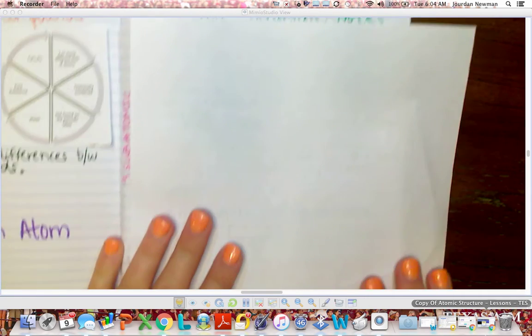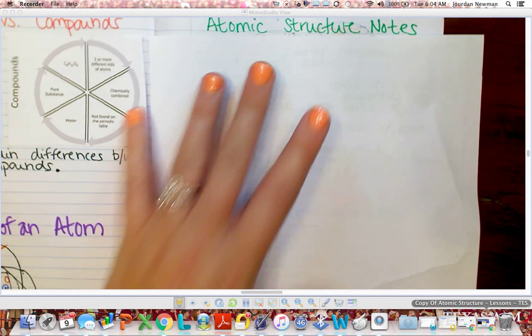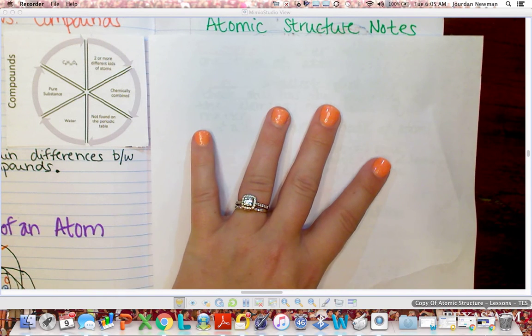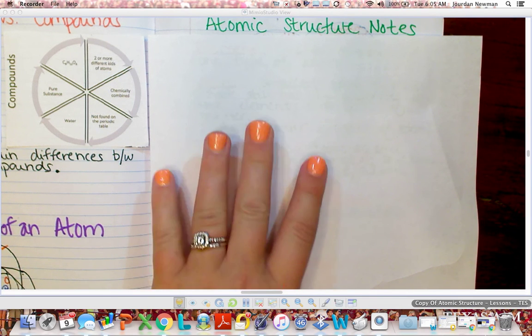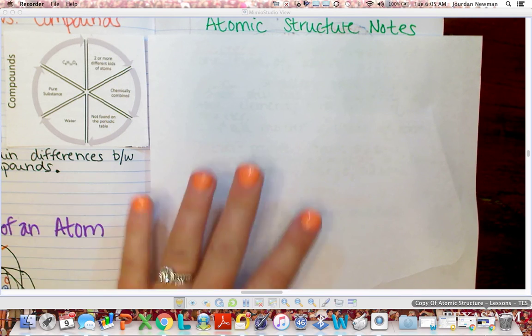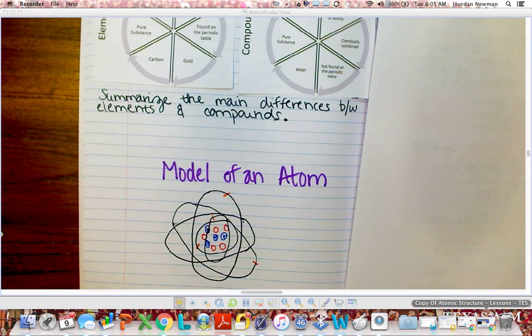All right, basic atomic structure. We will be going back and forth from the notes to the model. After we learn a specific part of the atom, we will label it on our model. Now, let's go back to the model. This is a very basic version of the model of the atom that we use today.